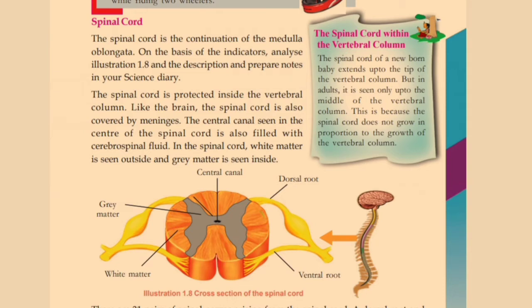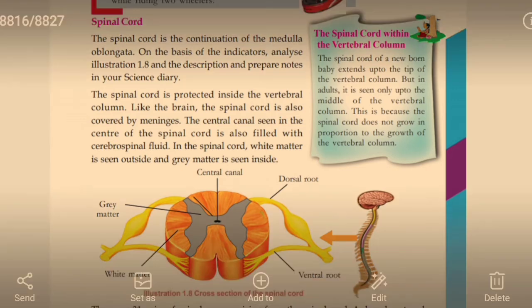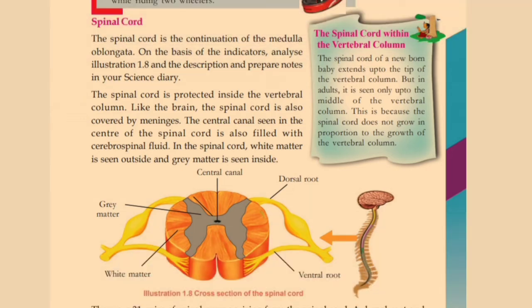Then in the spinal cord, there are two parts that are known as white matter and gray matter. White matter is the outside part of the spinal cord and gray matter is the inside part of the spinal cord. So what does the cross section of the spinal cord consist of? Gray matter, white matter, central canal, then dorsal root and ventral root. That is discussed later.